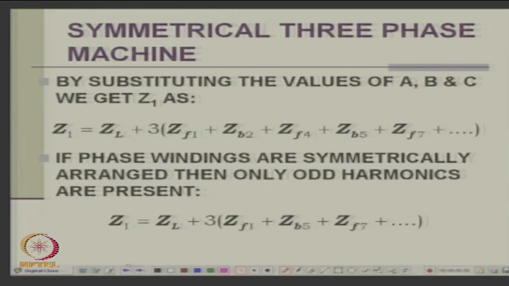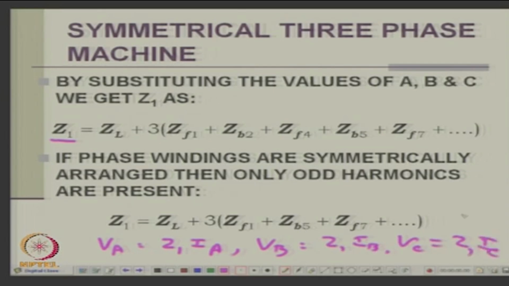Okay. Then what we concluded in the last lecture was there will be Z1, which is the positive sequence impedance, okay, because in the positive sequence the voltage VA will be equal to Z1 into IA and voltage VB will be equal to Z1 into IB and voltage VC will be equal to Z1 into IC. This is what we have found. So, the impedance will be the same, then that Z1 will consist of its leakage plus forward ZF1, ZB2, ZF4, ZB5 etc. and usually, you know, the even harmonics are absent normally because of the symmetry of windings.